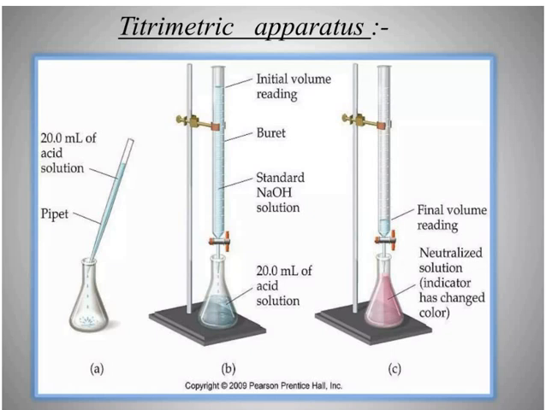Now you can see the burette initial volume reading from the top, and a standard sodium hydroxide solution in the burette and 20 ml of acid solution in the beaker. You can see this is the Erlenmeyer flask. The special name is Erlenmeyer flask. Now you can see the final volume at the time of the change in color. So the neutralized solution indicator has changed color. So this is the apparatus setup for titration.